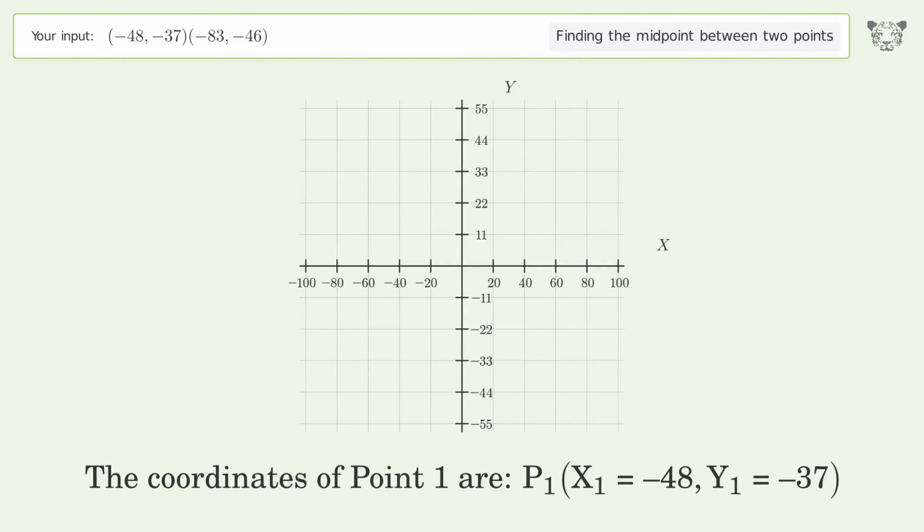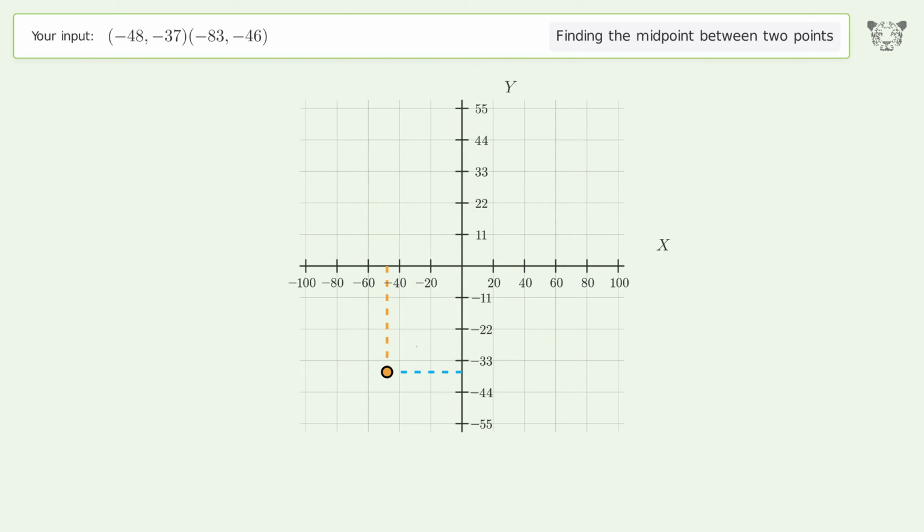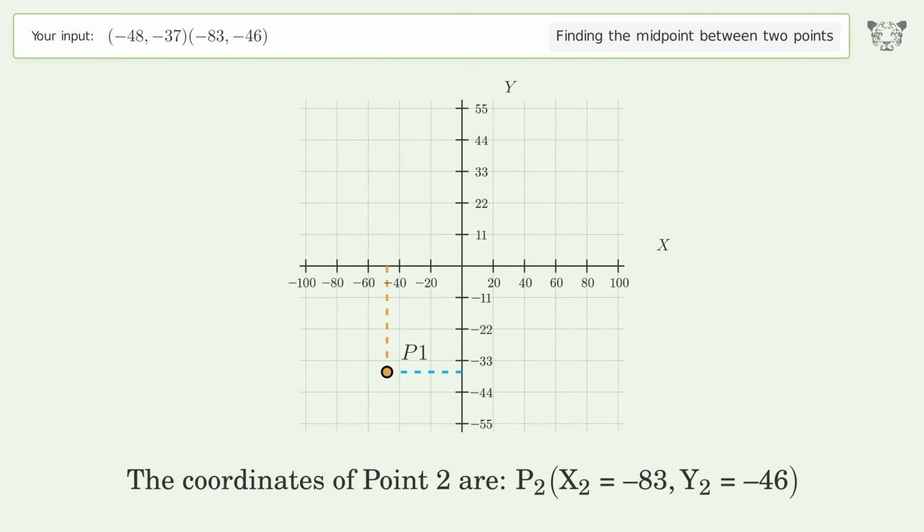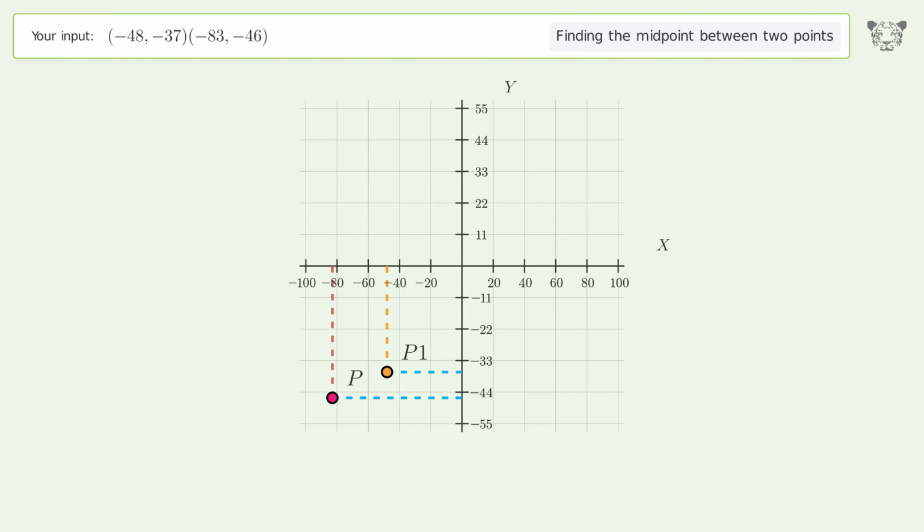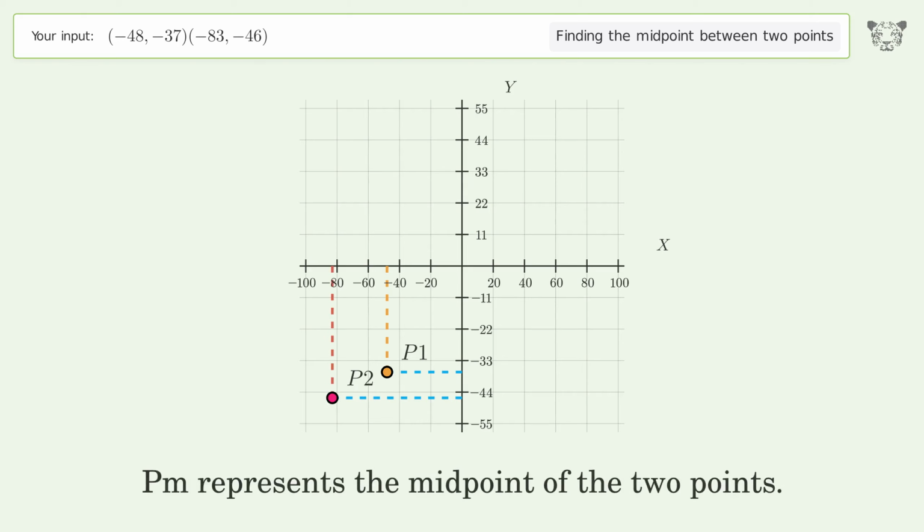The coordinates of point 1 are x1 equals -48, y1 equals -37. The coordinates of point 2 are x2 equals -83, y2 equals -46. PM represents the midpoint of the 2 points.